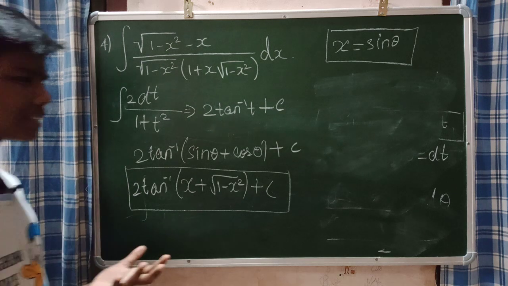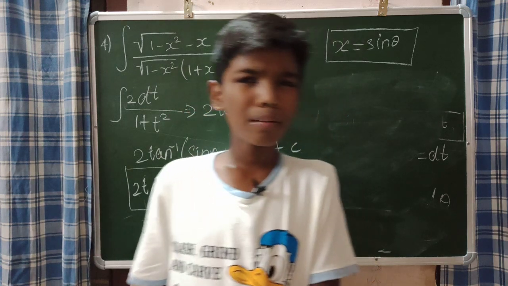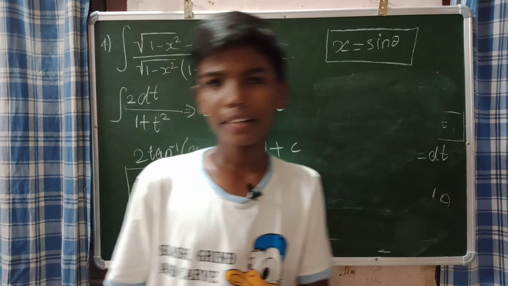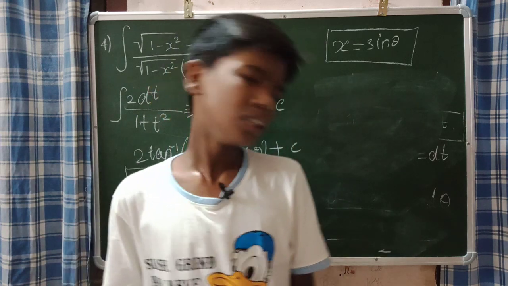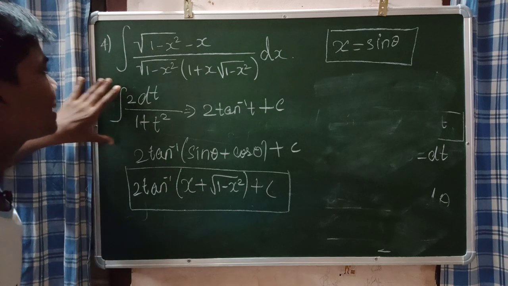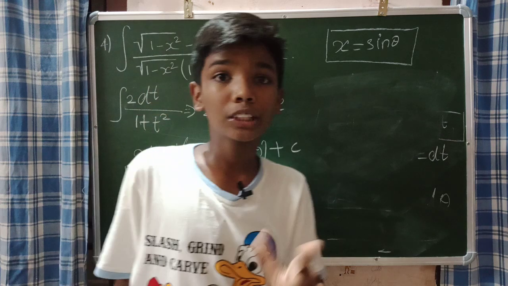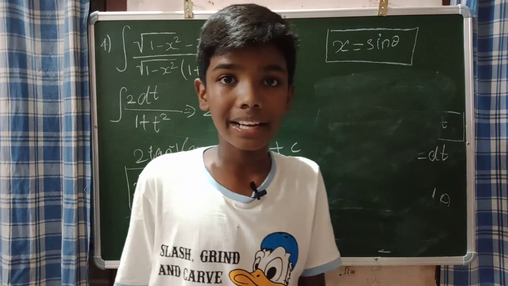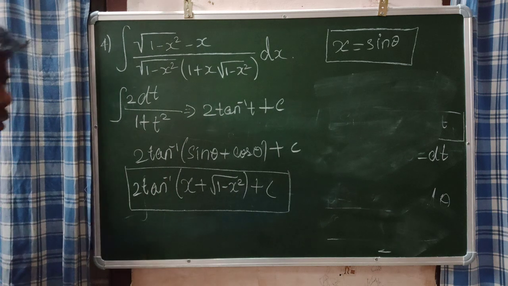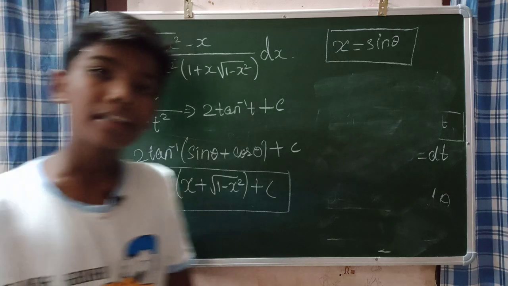How I found this is by some trigonometric techniques. Try to remember that sin theta cos theta can also be written as sin theta plus cos theta whole square minus 1, divided by 2. That's the formula I used. Also I used the basic standard integration formula: integration of dt divided by 1 plus t square is tan inverse of t, and then I added the 2. So this is the answer. We can move on to our next question.